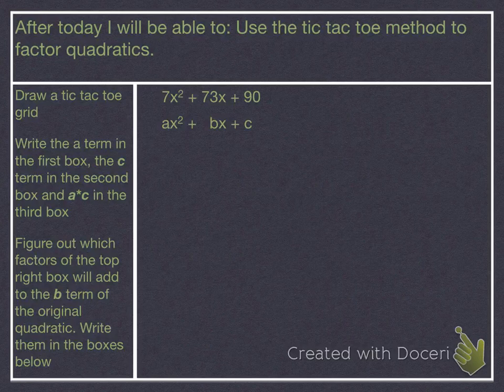First thing I'm going to do is draw a tic-tac-toe grid. Literally, I go like that. Once I have that, I move on to my next step. In my tic-tac-toe grid, I put the A term in the first box. So, A term is 7, I put a 7 there.